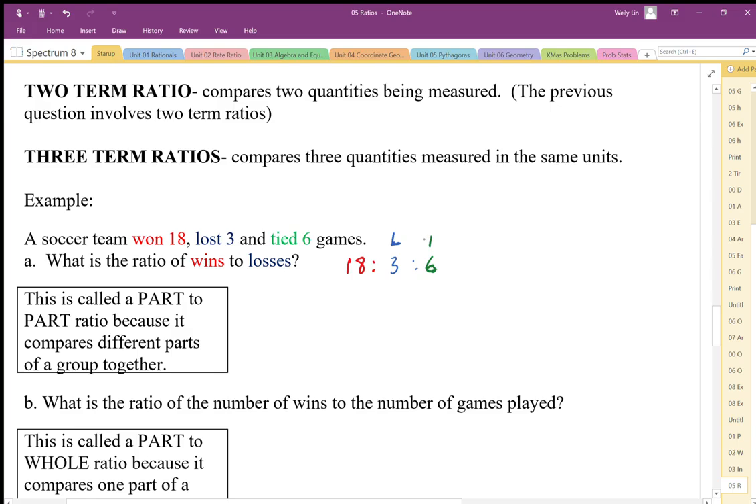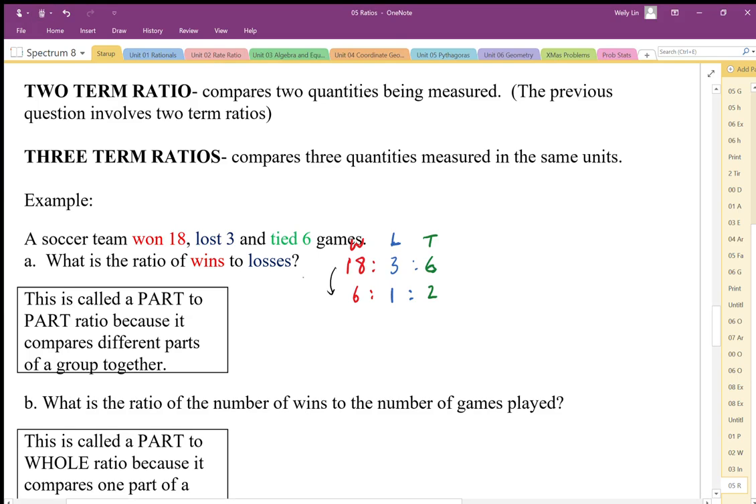It is important to keep track of what parts relate to what. So this is our win, loss, tie. And we can simplify this since it has a common factor of 3. We can divide by 3, and divide by 3 to get this reduced ratio. So we have 18 to 3 to 6, the same as 6 to 1 to 2. And again, there's this times divide relationship that allows us to simplify these ratios.